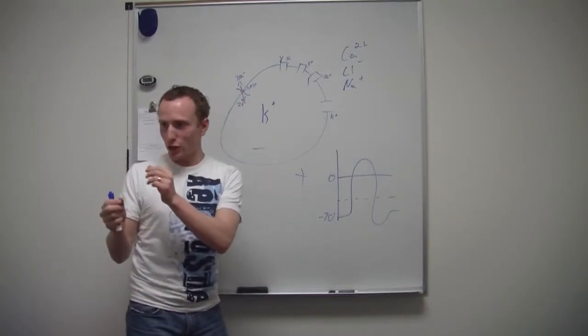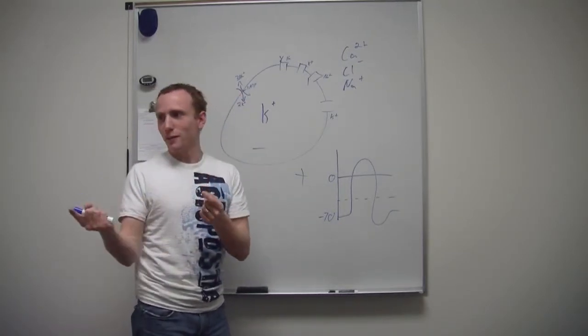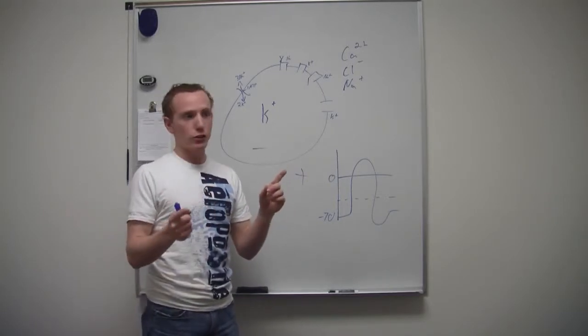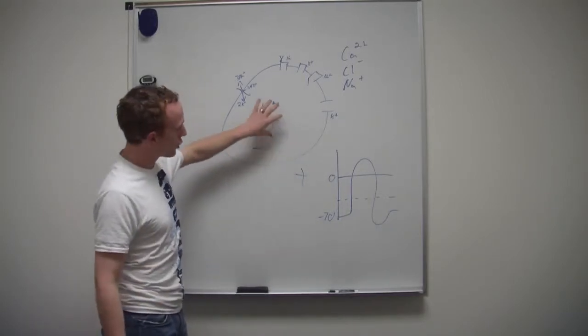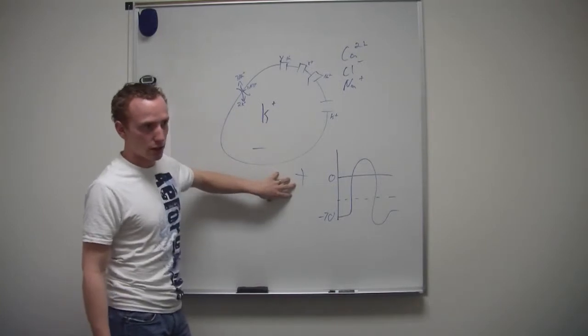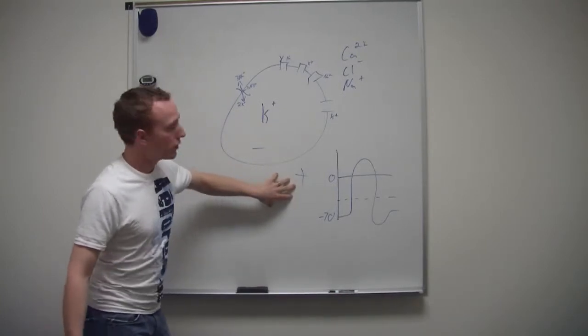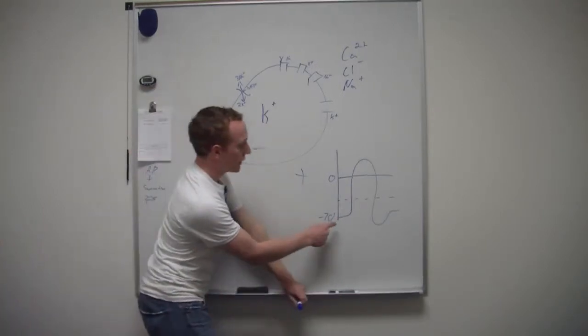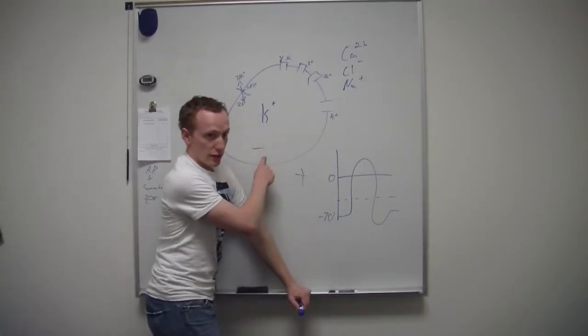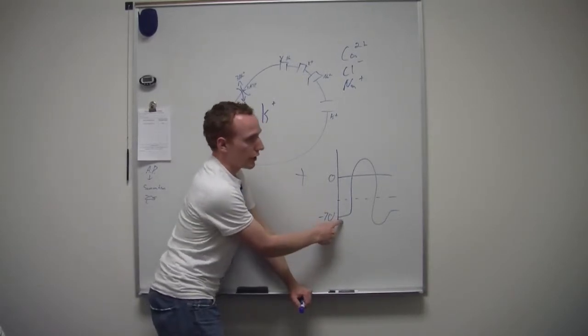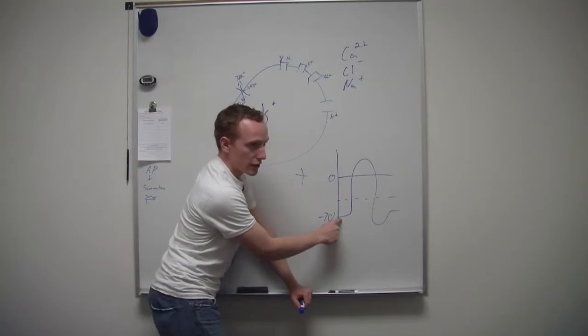Yes, but no. It's not the gradient, it's the difference of electricity, the difference of charge between the inside and outside of the cell. So for example, inside the cell it is relatively negative. Inside a neuron is about negative 70.